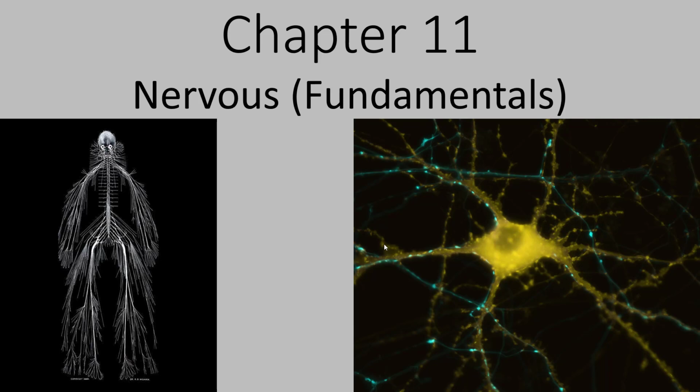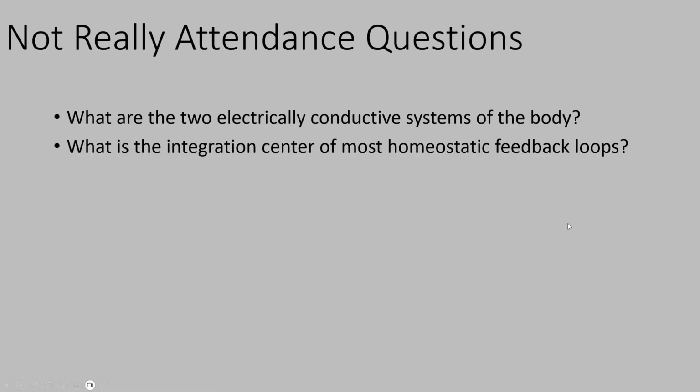So let's go ahead and get this unit started with our first lecture of Chapter 11, where we are going to be looking at nervous tissue or nervous fundamentals. In this chapter, we're going to introduce how the nervous system works. We're going to look at how the building blocks of the nervous system actually function to communicate. And then later in the semester, we are going to come back and look at some of the structures of the nervous system. So let's go ahead and get started with our not really attendance questions.